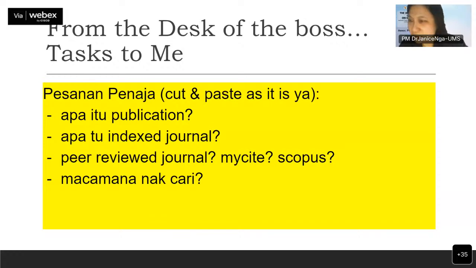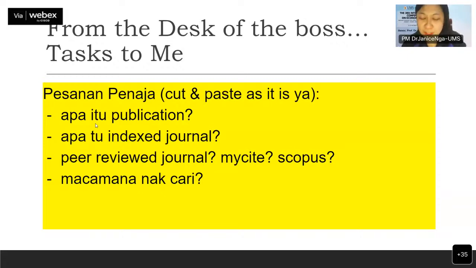The sponsor's order, right, Dr. Zanti. So I just cut and paste, so that's exactly Dr. Zanti's words from the email. What is a publication, what is an indexed journal, peer review journal, my site, Scopus, how to find them. So this is really wrong.